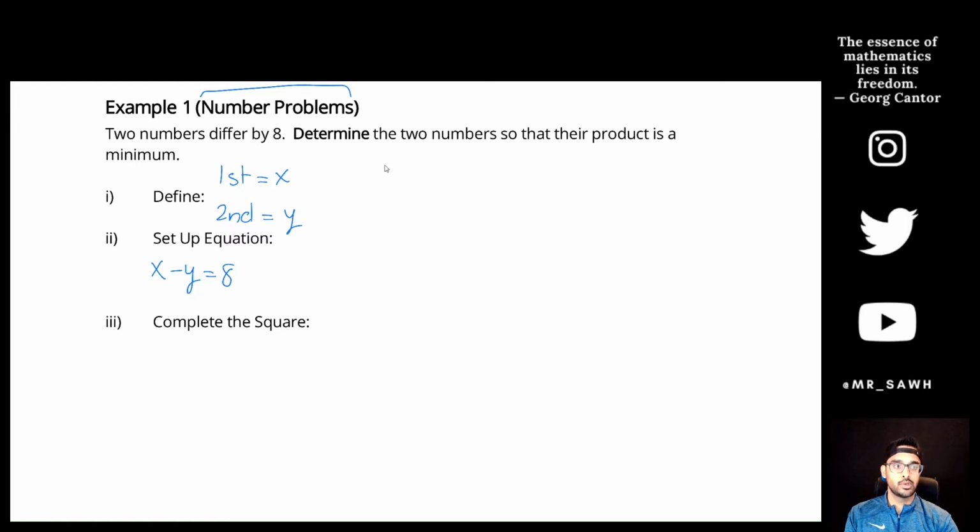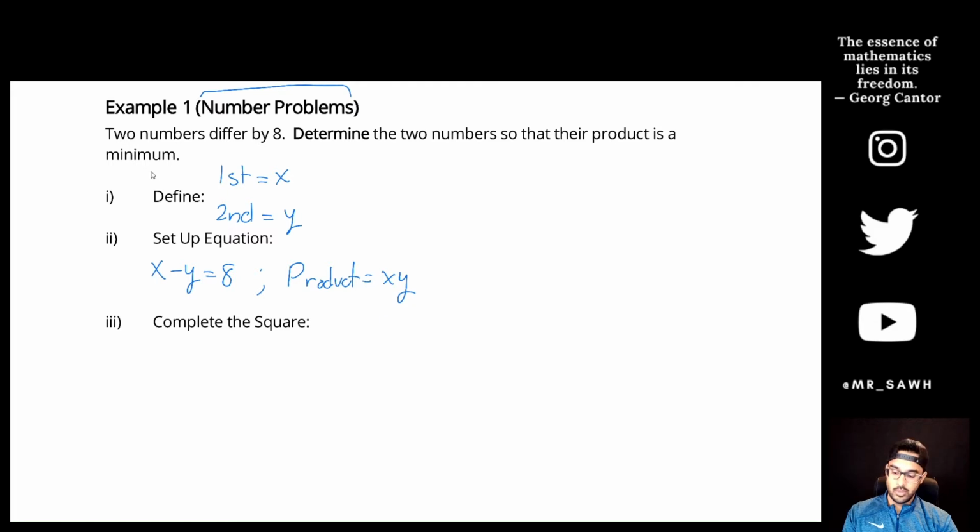Okay, and we're also told to determine those two numbers so their product is a minimum. Their product is a minimum. So the other thing I know is, well, the product means to multiply. The product of two numbers is, well, the multiplication of those two numbers. I just don't know what they are.